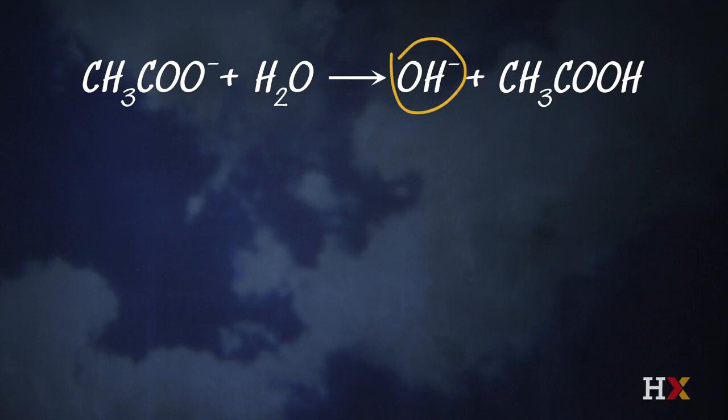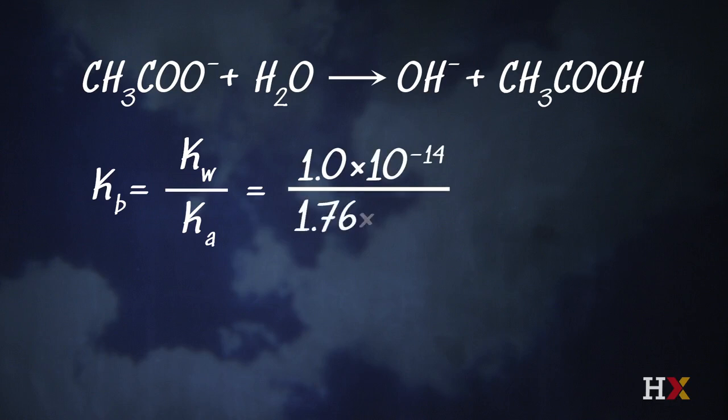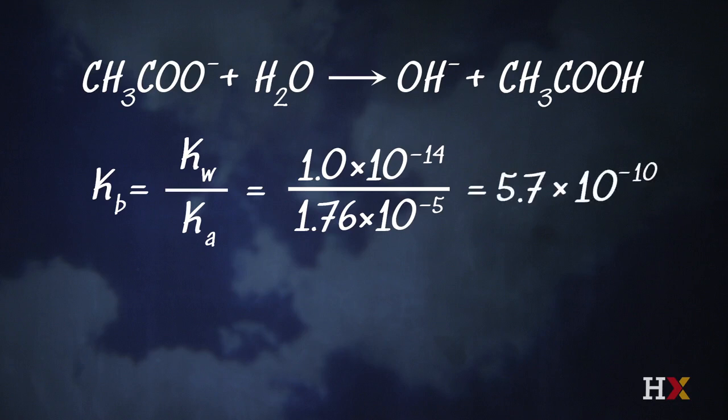Well, we know that the dissociation constant is a base equilibrium constant. We also know that because it's the conjugate base of acetic acid, we have the information to calculate that base equilibrium constant. It's simply the dissociation constant for water divided by the equilibrium constant for acetic acid. We can do that immediately. That's 1.0 times 10 to the minus 14, the autoionization of water, divided by 1.76 times 10 to the minus 5, and that gives us 5.7 times 10 to the minus 10.